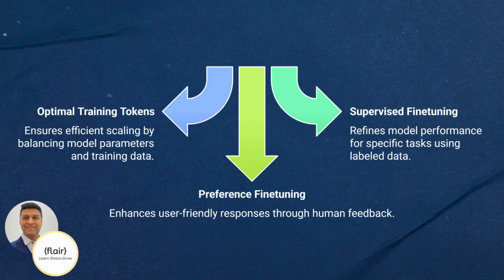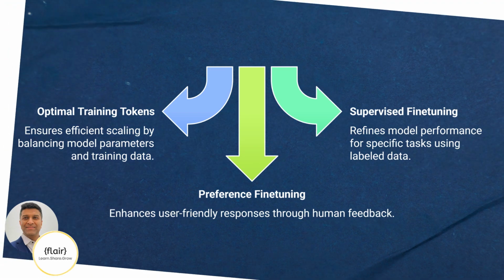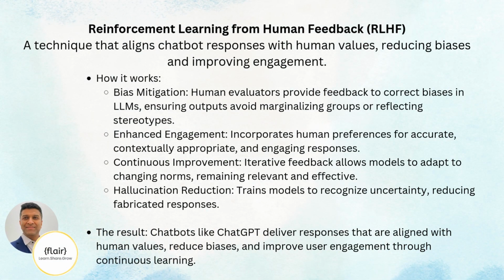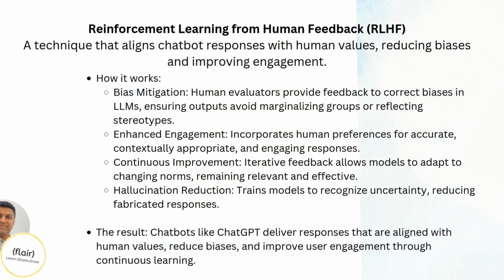Pre-trained foundation models need post-training techniques to align with real-world applications. Supervised fine-tuning, using labeled data to refine model performance for specific tasks, and preference fine-tuning, training models with human feedback to generate more user-friendly responses. For example, RLHF helps chatbots like ChatGPT reduce biases and improve engagement by ensuring responses align with human preferences.